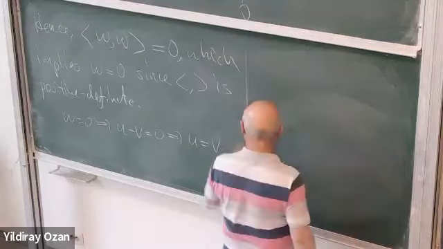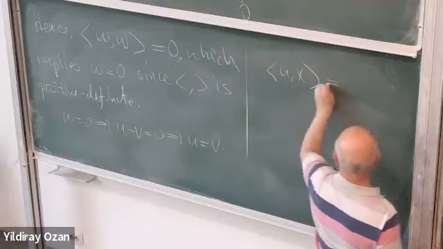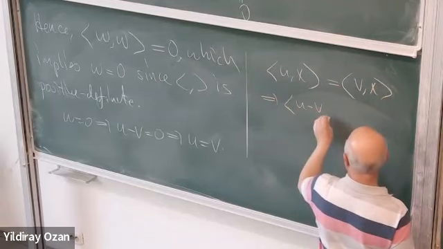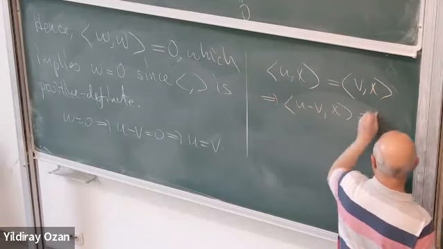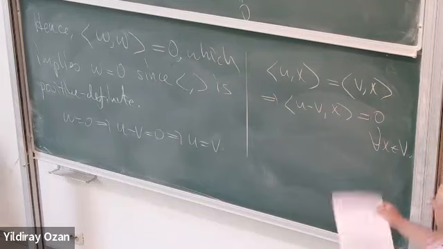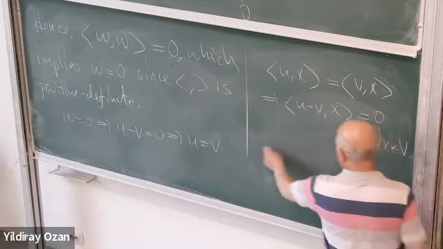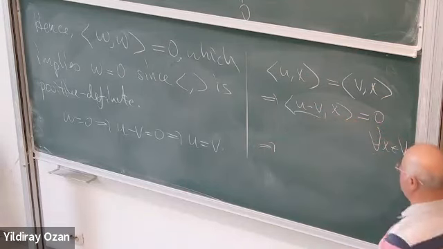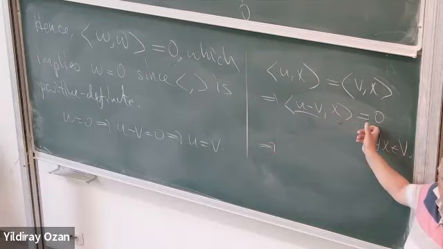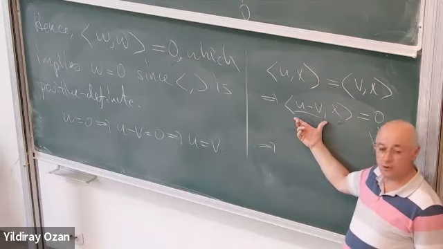So, since this is equal to this, I can write it like this: u minus v inner product with x equals zero, and this is true for all x, but since this is non-degenerate, this is possible only if this is zero, because if this vector is not zero, then there is some x so that this inner product is not zero. But this is always zero, therefore this thing cannot be non-zero.